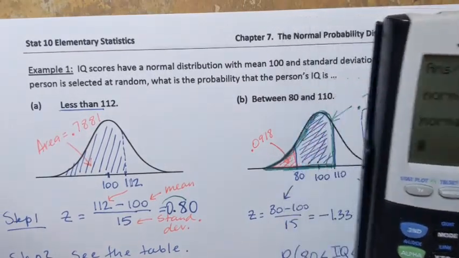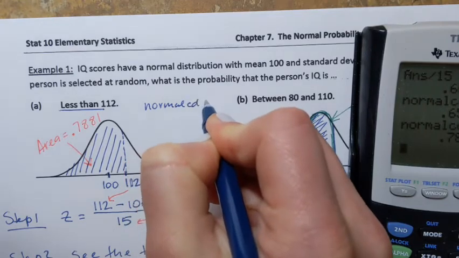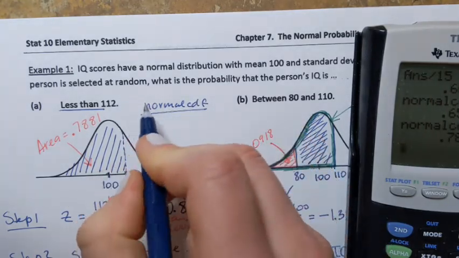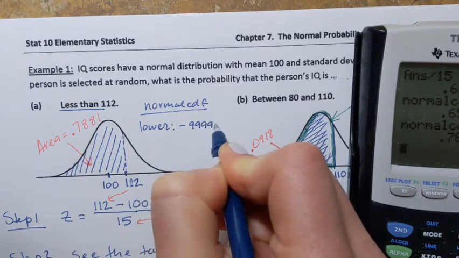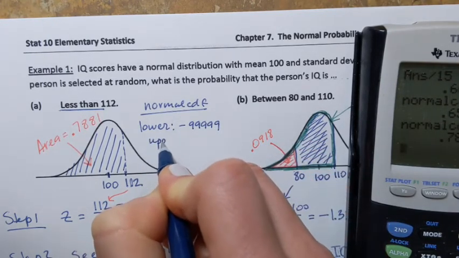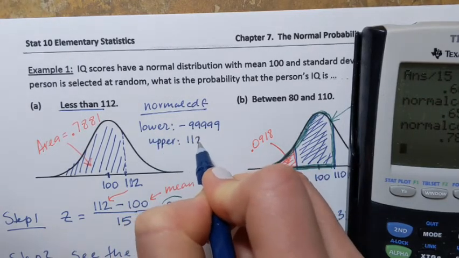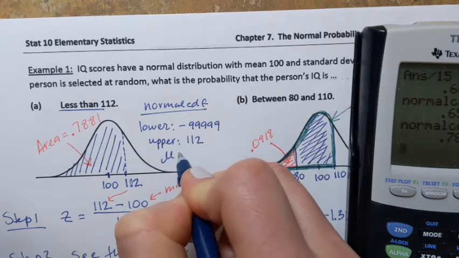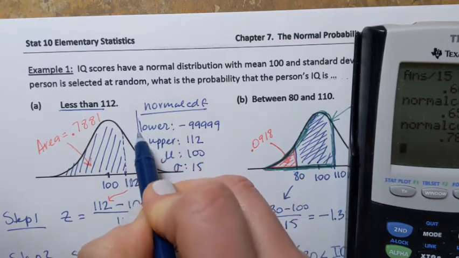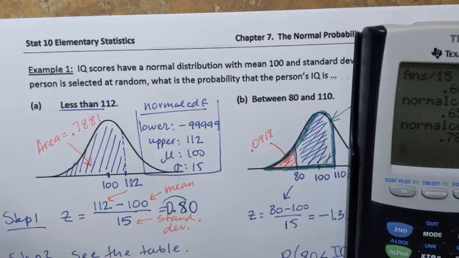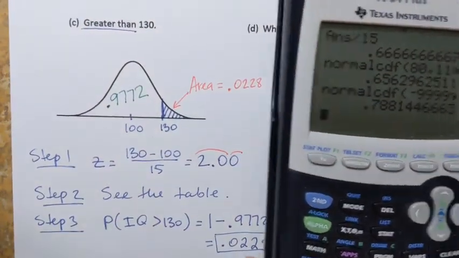So let's write down quickly the calculator steps. So normal CDF, and we used lower negative 99999, upper. So lower is always on the left, upper is always on the right, 112. Mean and standard deviation are the same, 115. Okay, let's check our answer for part C.